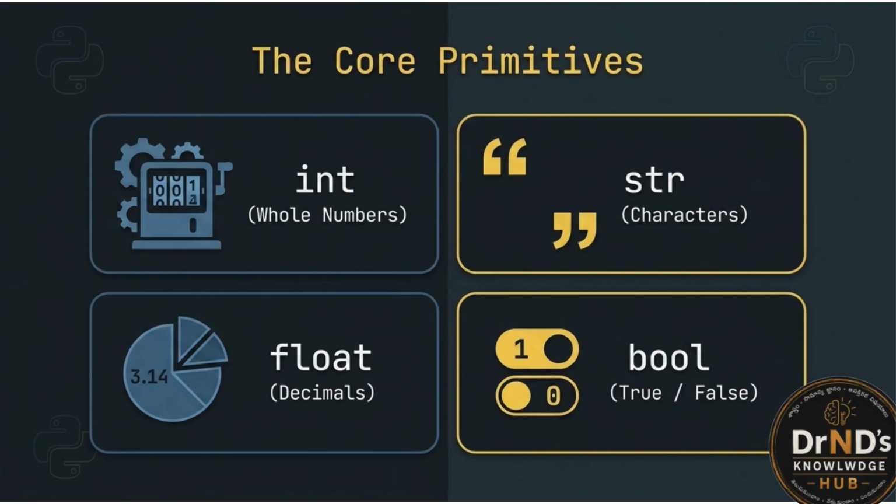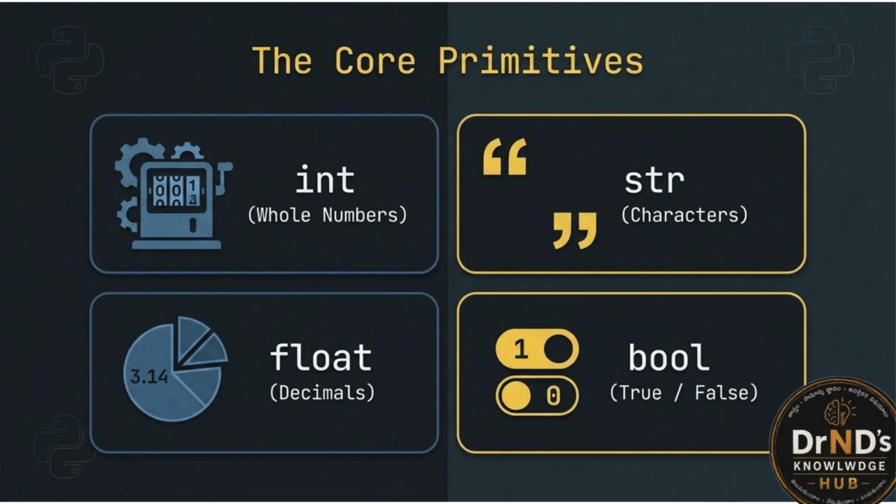The third data type is string, represented by str. Strings are used to store text or characters. Examples include a patient's name, a medicine name, a hospital name, or any descriptive information. Strings are usually enclosed within quotation marks. For example, "Python", "paracetamol", and "Anita" are all strings.